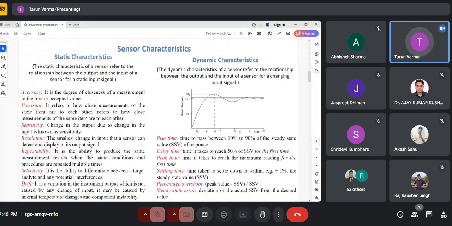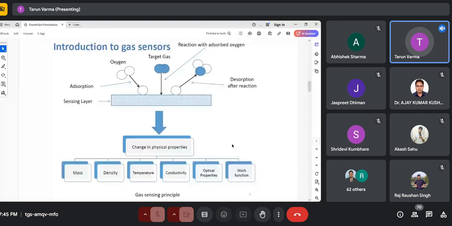So I start with gas sensors. Basically, this is the target gas, that is, the VOC sensors, volatile organic compound sensors, which are targeted over this particular sensing layer. The environment, which has oxygen, along with that leads to some sort of adsorption, and maybe some small desorption is also there after reaction.